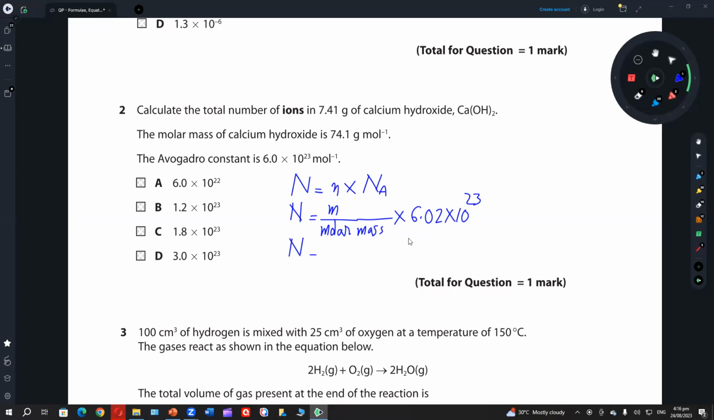So the mass here is going to be 7.41. Sorry, molar mass is 74.1. And then times that. I'm just putting it in the calculator. 6 times 10 to the power 23 gives me 5.99 times 10 to the power 22. So 6 times 10 to the power 22. Can you repeat the number, please? 6.0 times 10 to the power 22.